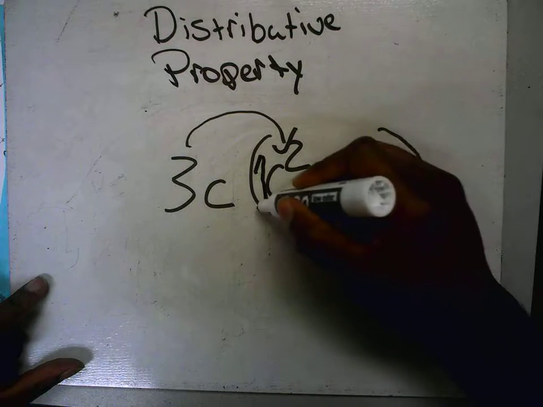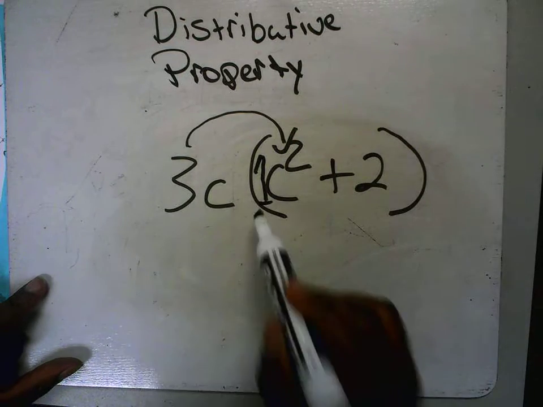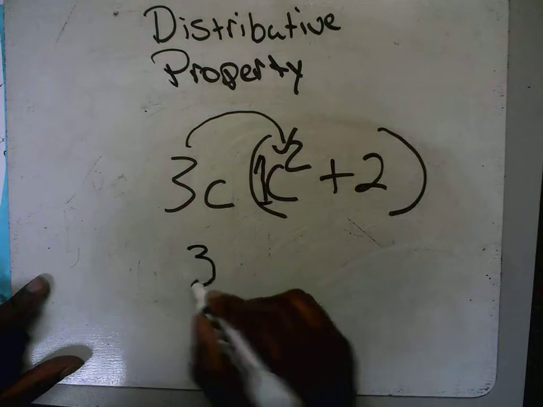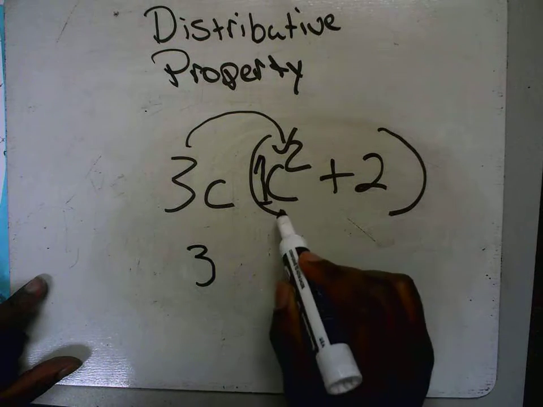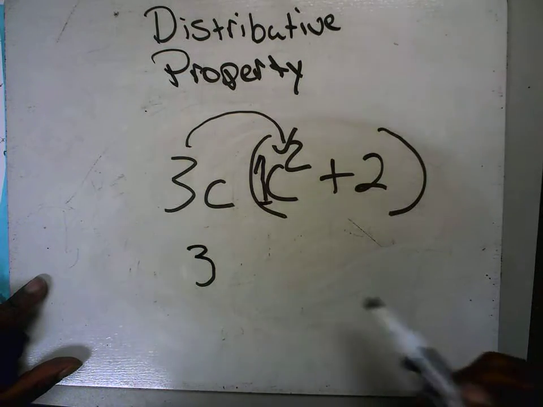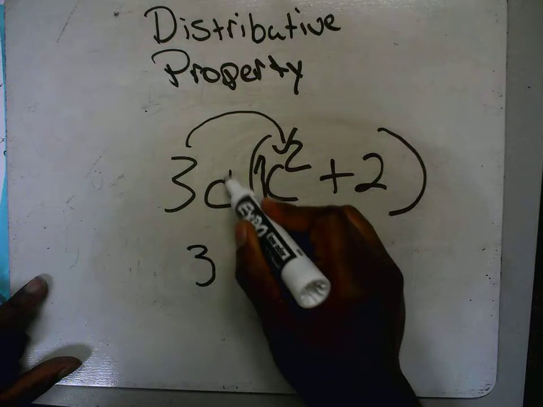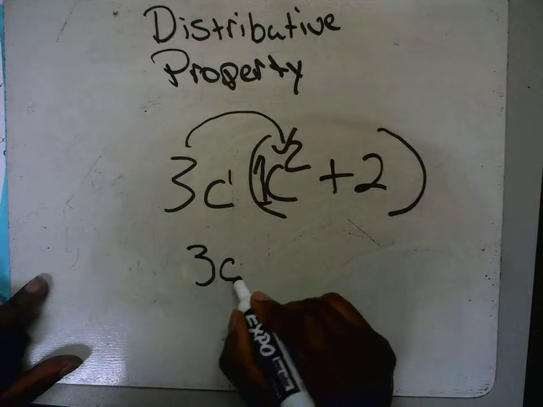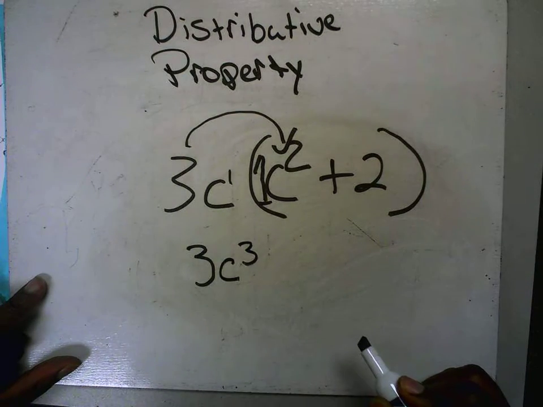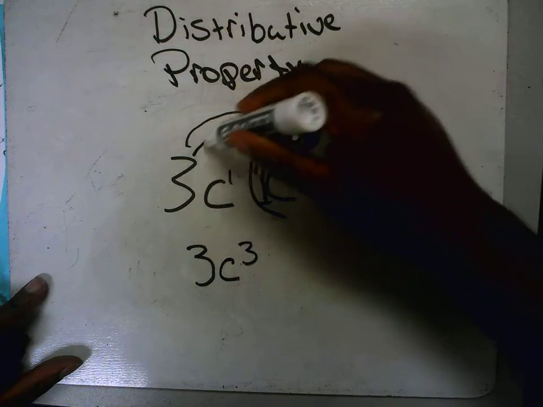Now it's going to be 3 times 1, which is 3. Then we're going to do c times c squared. That doesn't have an exponent. When the variable does not have an exponent, it's a 1 there. We're just going to add 1 plus 2, c to the third power. Right, now we're done with that. We have to go to the next one.